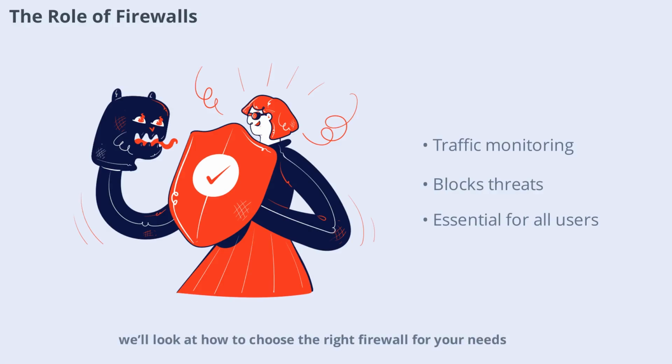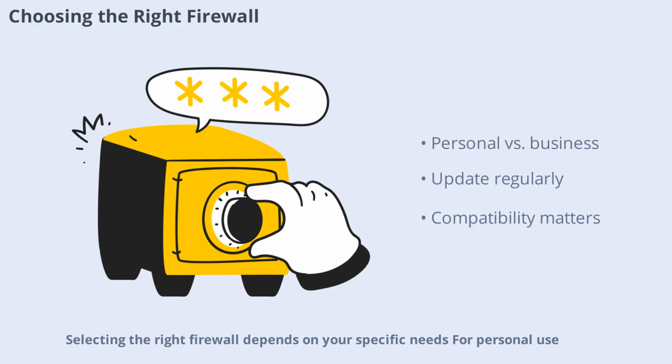In the next scene, we'll look at how to choose the right firewall for your needs. Selecting the right firewall depends on your specific needs. For personal use, a software firewall installed on your device may be sufficient. Businesses, however, often require more robust hardware firewalls to protect multiple devices and sensitive data. Consider factors like ease of use, level of protection, and compatibility with your existing systems. Don't forget to keep your firewall updated to defend against new threats. With the right firewall in place, you'll significantly reduce your risk of cyber attacks.